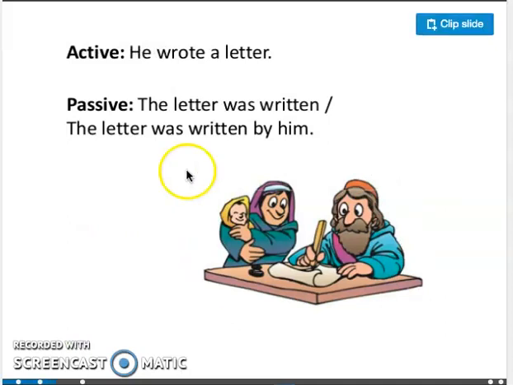Let's look at another example. He wrote a letter. Very direct. Who did the writing? He. The subject of the sentence did this action. Passive: the letter was written by him. So what you will start to notice is that passive voice sentences are a little bit longer. They have this prepositional phrase at the end. You often have two verbs together: was written, was hit, is being. They're a little bit longer.